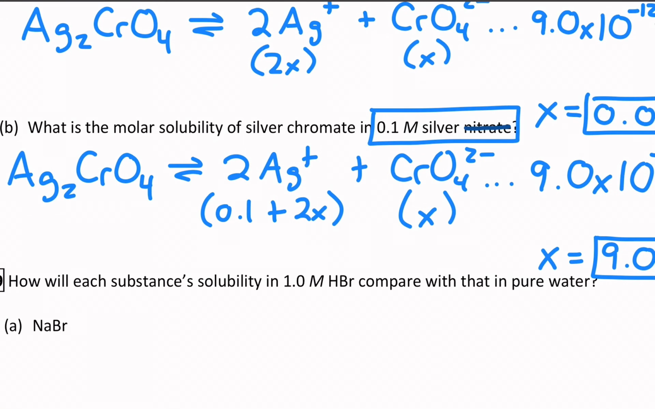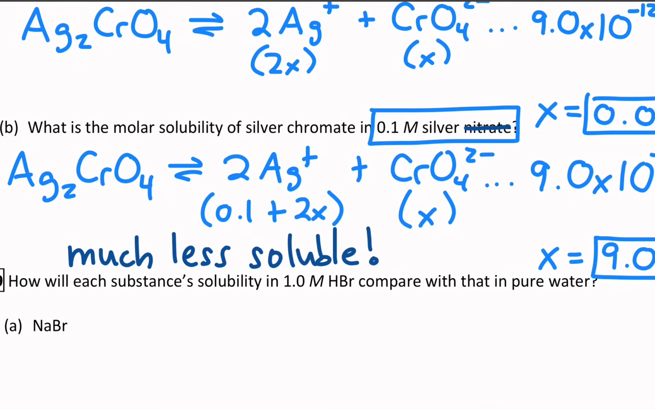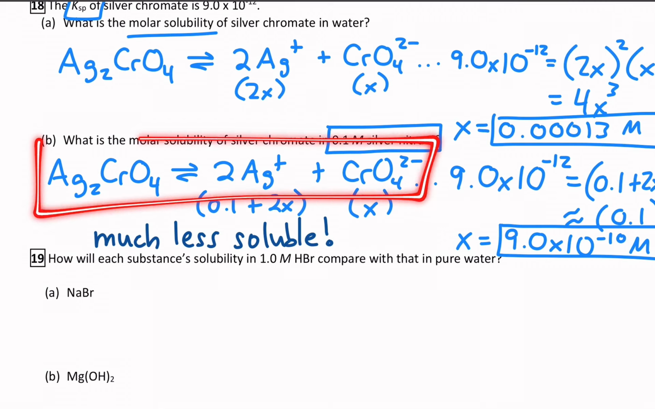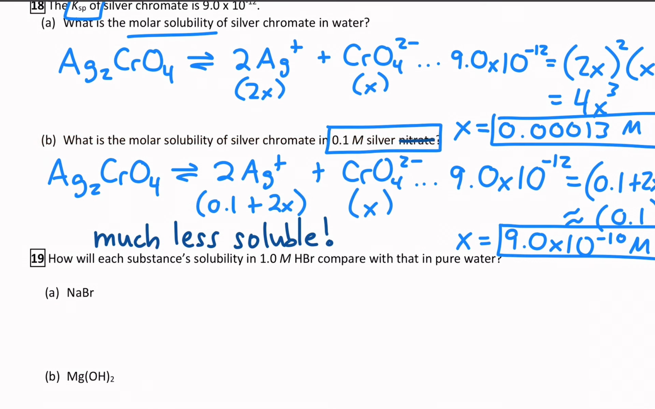And the point is, this is much less soluble. Much less soluble than the previous problem. And conceptually, that should make sense if you think about an equilibrium. Remember, these are all affected by Le Chatelier's principle. And in this case, we are adding silver ion from the silver nitrate.